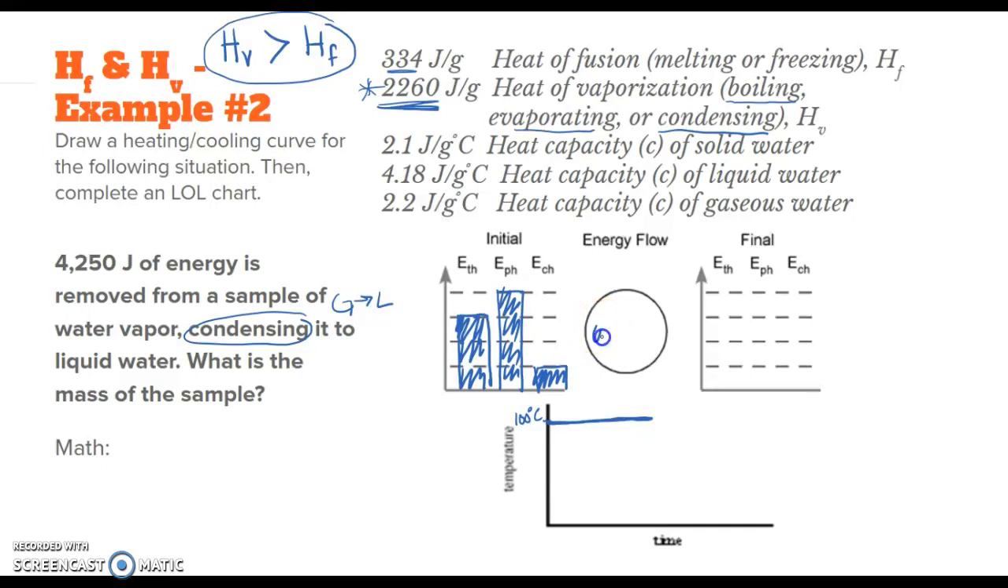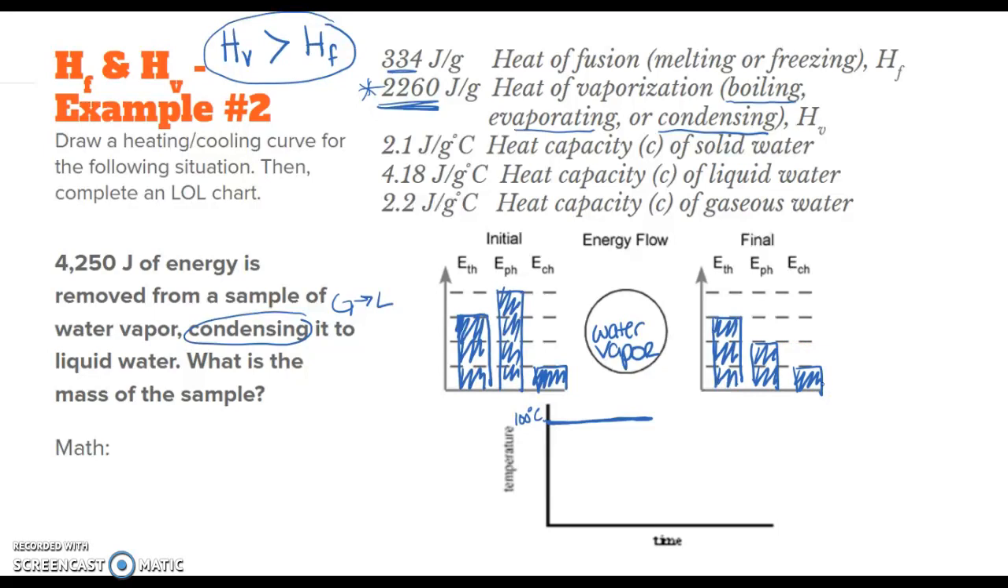Our system is the water vapor, and we know that it's going to stay at the same temperature, so our thermal energy should not change during a phase change, and we're only looking at a phase change in this example. That phase change is taking our gas and turning it into a liquid, and we represent liquids with 2 blocks of phase energy, and of course, no change in chemical energy in this scenario.